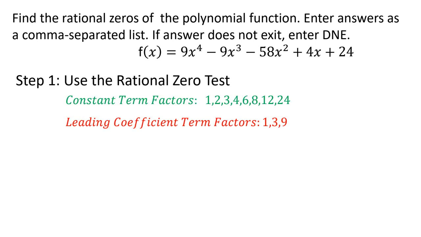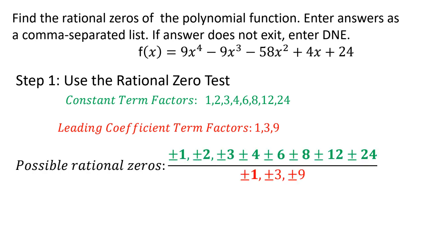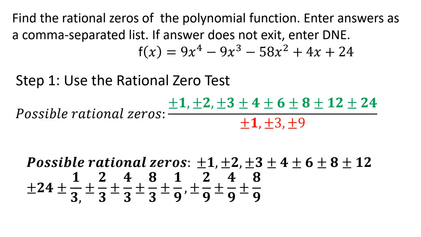So my constant in this case is 24. So the factors of 24 are 1, 2, 3, 4, 6, 8, 12, and 24. And then our leading coefficient is 9. So the factors of 9 are 1, 3, 9. So on this one, we're going to have quite a few possible zeros, right? So if we do the division for all of these, we have 1, 2, 3, 4, 5, 6, 7, 8, 9, 10, 11, 12, 13, 14, 15, 16. So we have 32 zeros, right?